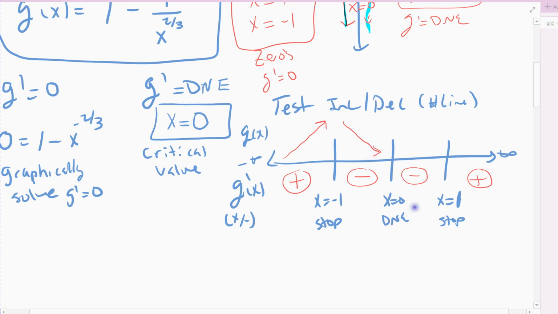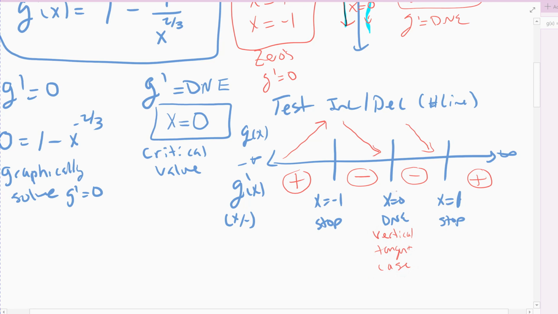It does not exist at 0. It's not a stopping point. It's a does-not-exist special case. On the other side, it continues. So that tells me what's going on. It's not a sharp change. It's not a corner, right? It doesn't change direction. And so that tells me, and the graph will reflect this, that this does-not-exist case is a vertical tangent case. And my graph should reflect that.